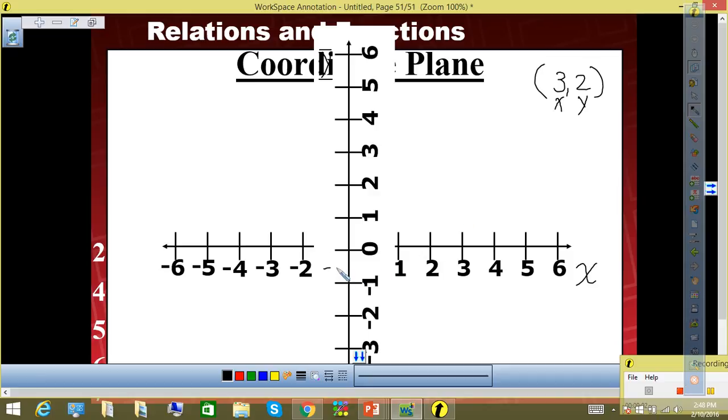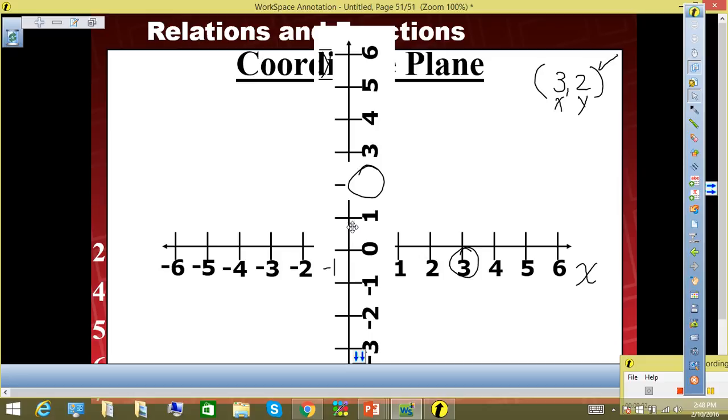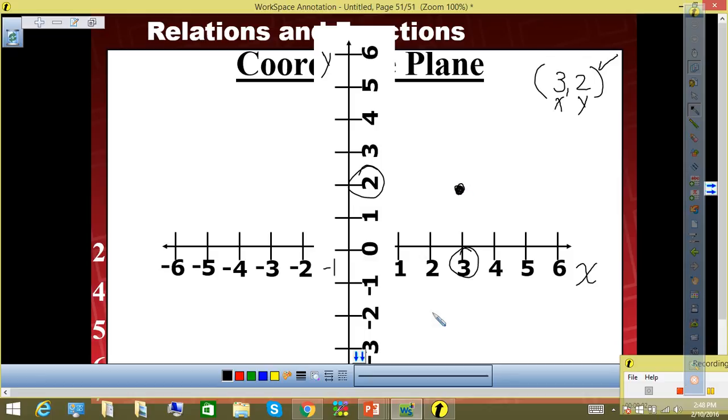-1 is right here. There it is. So check this out. Now that we have a coordinate plane, we have something that we call coordinates. X is 3, which is right here. Y is 2, which is right here. There it is. And to plot the point, it's going to be here and here, so it's about right there.